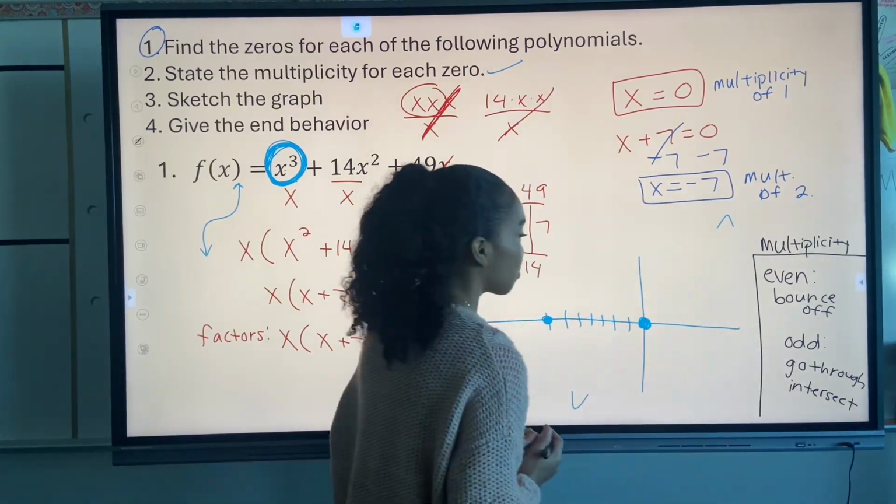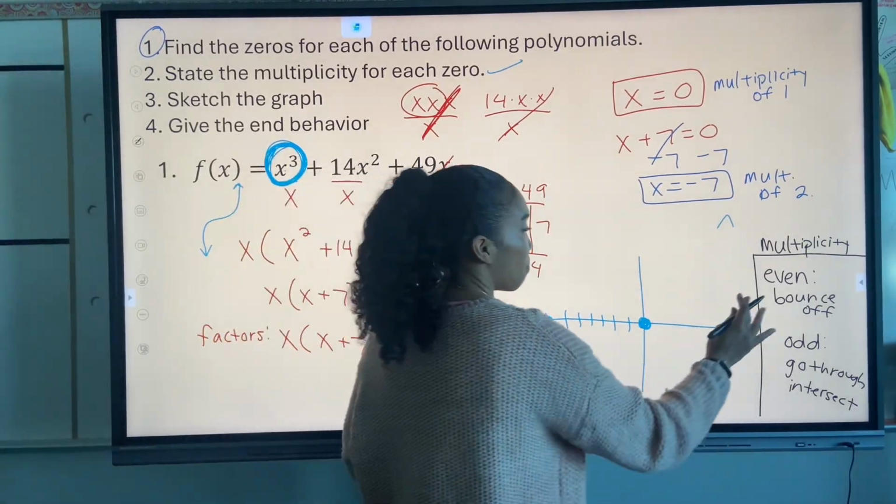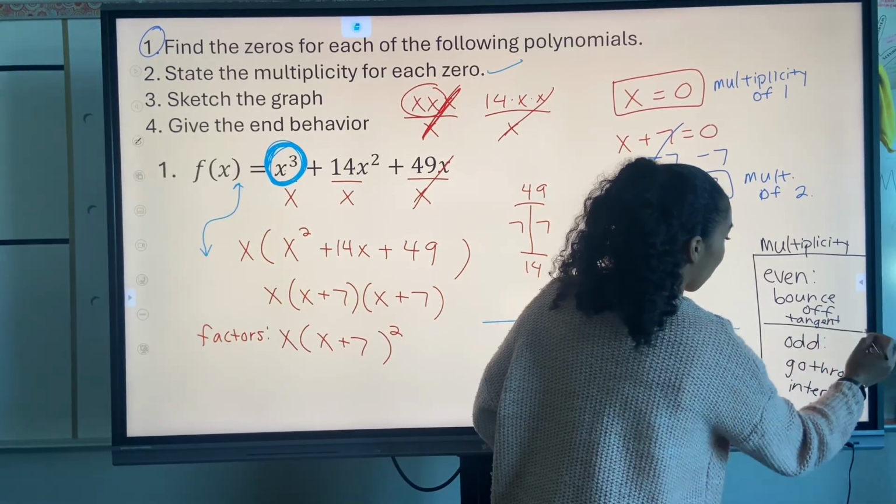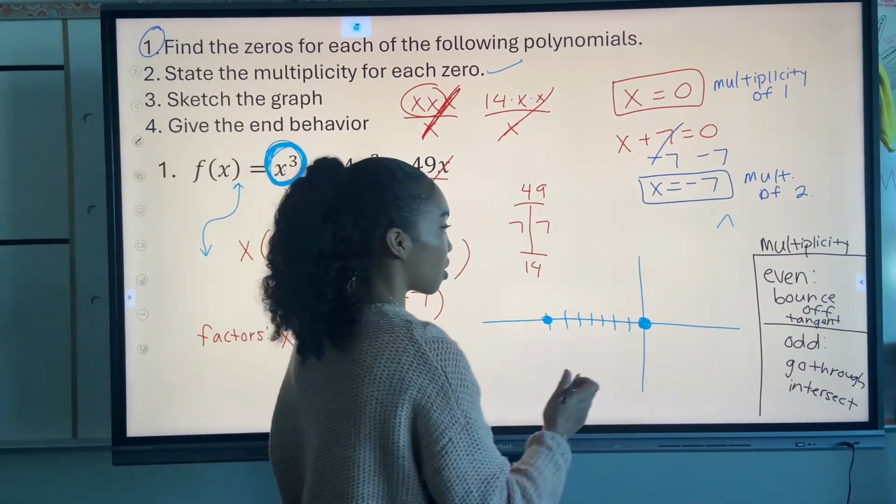Okay, some people call bouncing off "tangent." So if you ever see those words in a textbook or online, that's what they mean. I just call it bouncing off.